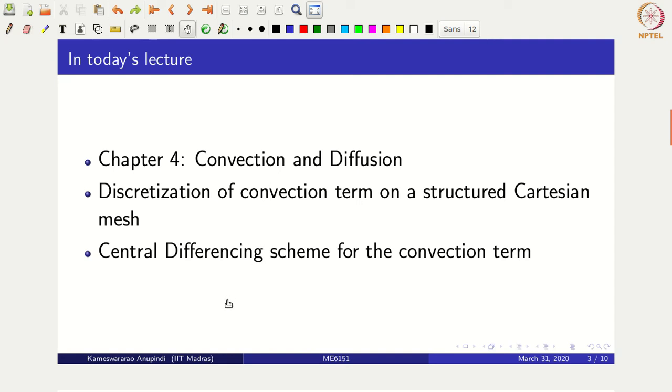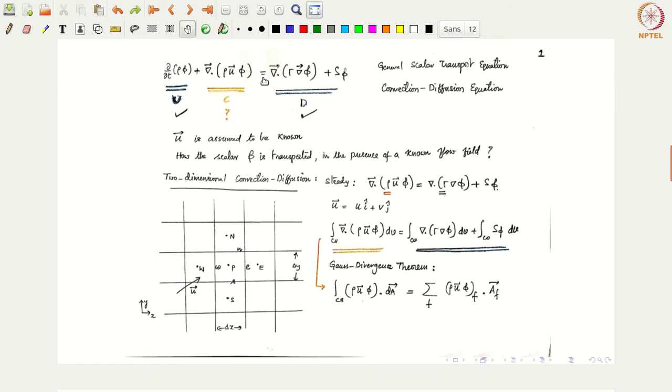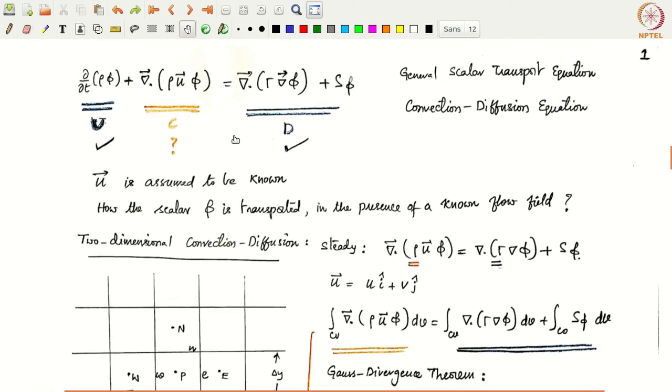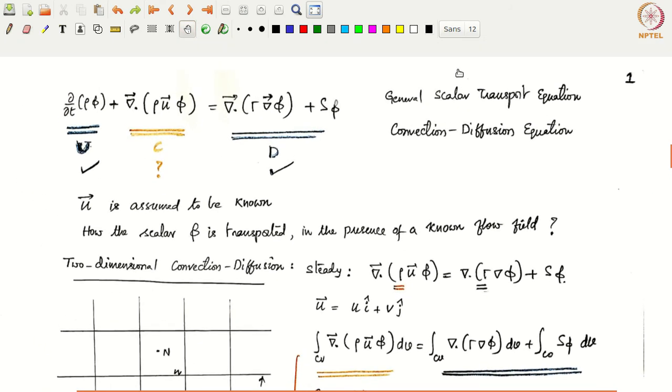We will start with our general scalar transport equation. The general scalar transport equation, or the convection diffusion equation as it is known, is written here, in which the first term is the unsteady term, that is partial derivative with respect to t of rho phi, plus the second term, the convection term, that is del dot rho u bar phi. On the right hand side we have the diffusion term, that is del dot gamma grad phi, plus S phi. So this is the equation we have started off with.